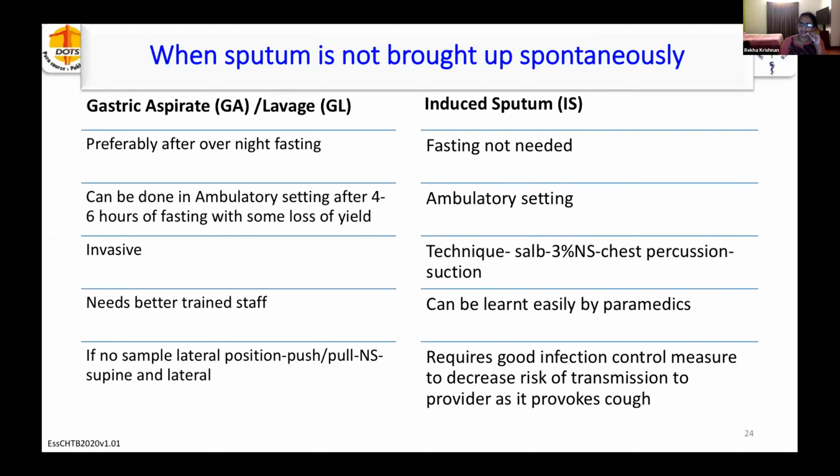And if the cough is stimulated after 3% saline nebulization, then it is okay, we can collect that. And if the child is still not inducing sputum, then you should do gentle chest percussion. And if still you are not getting sputum, then you have to do gentle suction of the oropharynx and nasopharynx. And this can be easily learned by paramedics. The only disadvantage is that there is a high risk of transmission to the provider as it provokes cough. So you have to have good infection control measures. You should do it in an open room, and an N95 mask should be worn also. So that is the problem.